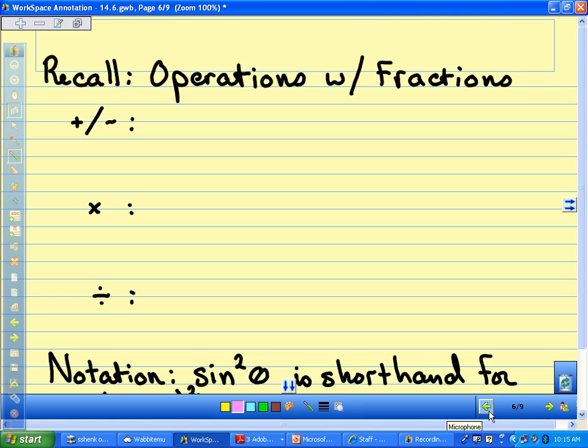Operations with fractions, we've really got to recall these. These are very important. How do you add or subtract fractions? You must have a common denominator. You know what? Let me just pick up on this point here tomorrow.